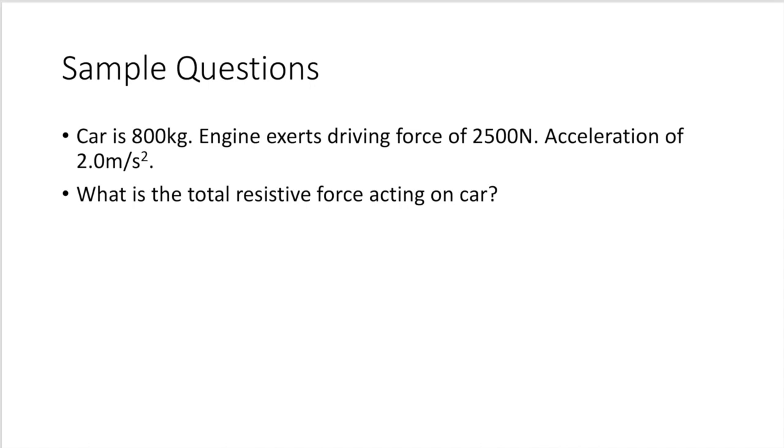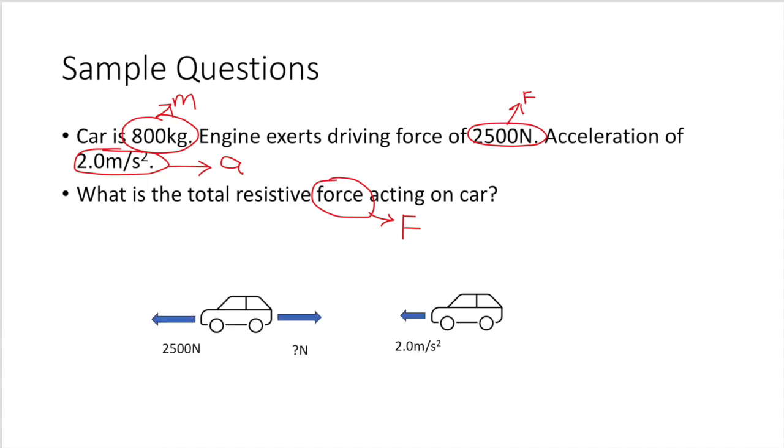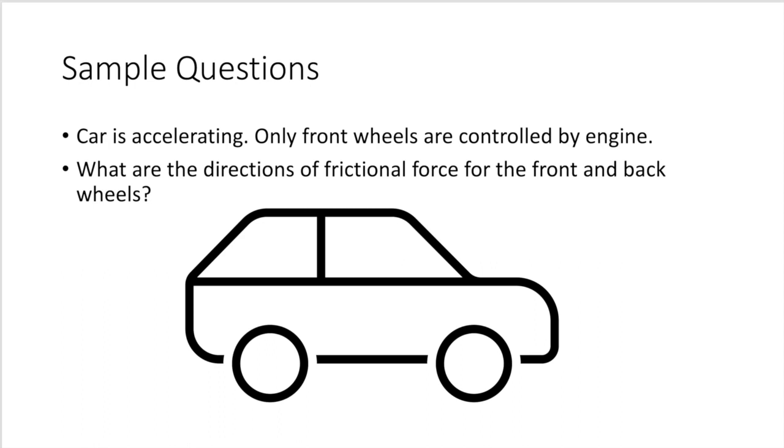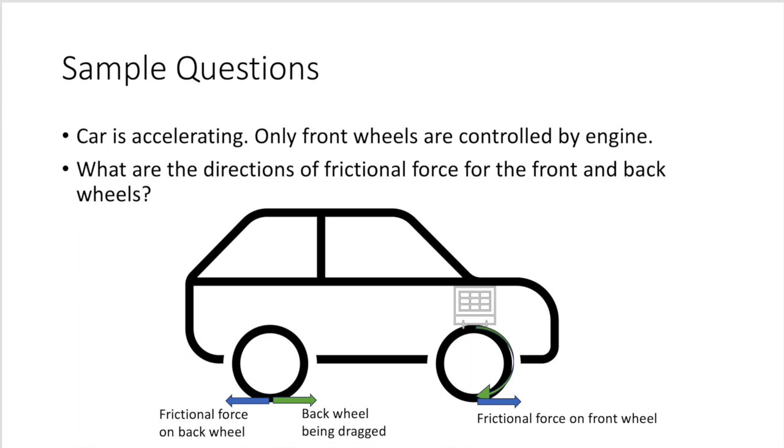A car has a mass of this, driving force of this, acceleration of this. The resistive force will be, so the forward resultant force is this, force equals ma. So the resultant force is 2500 minus the resistive force. Okay, this is quite interesting. A car is traveling, only the front wheels are driven by the engine. So the engine turns the front wheels, the friction experienced will be pointing forward. And because the back wheels are being dragged, the frictional force will come to the back.